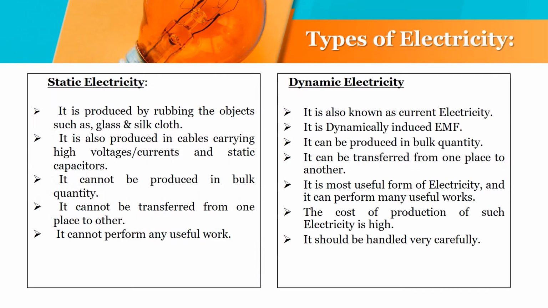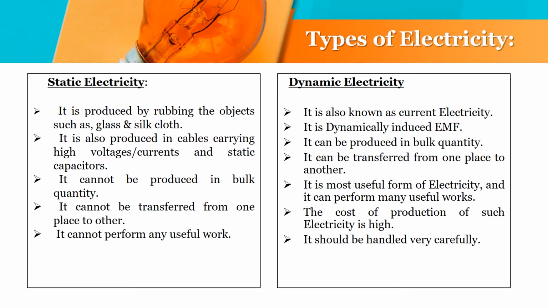Static electricity. It is produced by rubbing objects such as glass and silk cloth. It is also produced in cables carrying high voltages, currents, and in static capacitors. It cannot be produced in bulk quantity. It cannot be transferred from one place to another. It cannot perform any useful work.